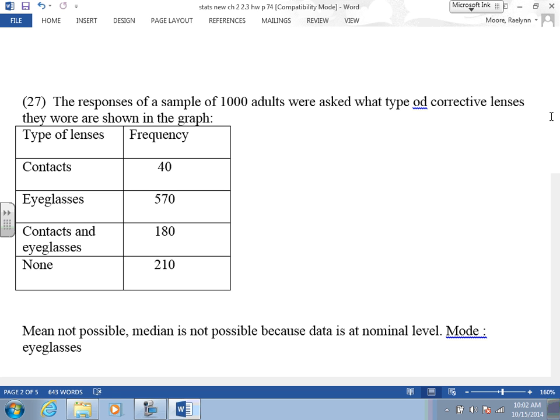And out of the ones that are most popular, you would say eyeglasses are most popular. Okay? You wouldn't even be able to find a mean, because the mean you wouldn't be able to find. But the median, if they had some kind of order, you could probably find the one that sat in the middle, but there's no order to this because it's all nominal.